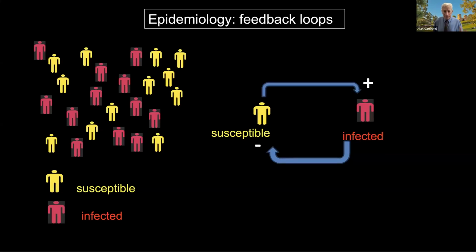Let's cut to a completely different subject. Let's talk about epidemiology, which has been in the news a little bit. What's the story in epidemiology? Well, we have two kinds of people, tuna and sharks. We have infected people who are the sharks, and we have susceptible people who are the tuna. And the susceptibles feed the infecteds, but the infecteds reduce the number of susceptibles.